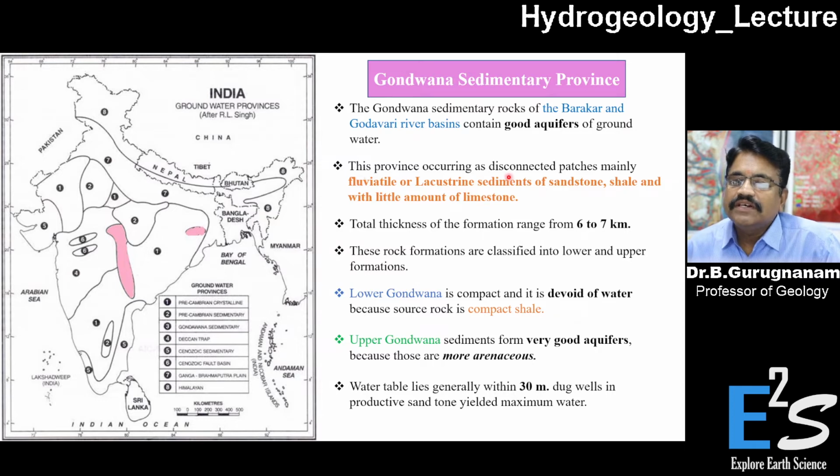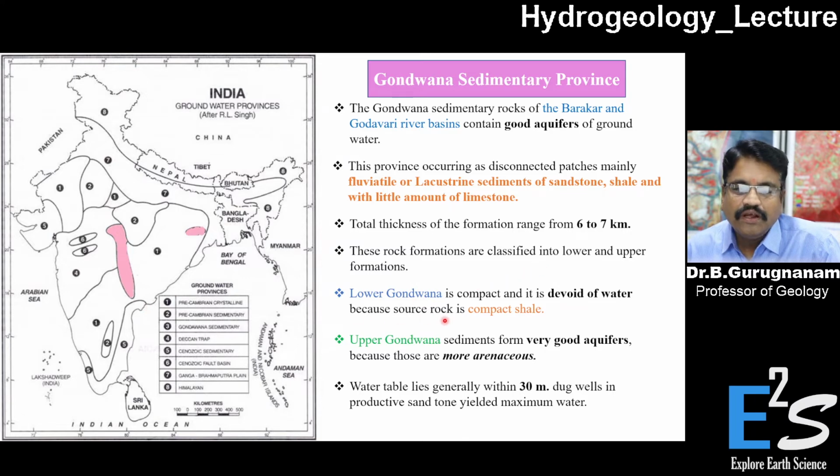This province occurs as disconnected patches, mainly fluvial and lacustrine sediments of sandstone, shale and a little amount of limestone. The total thickness of the formation ranges from 6 to 7 kilometers in this area. These rock formations are classified into lower and upper formations.